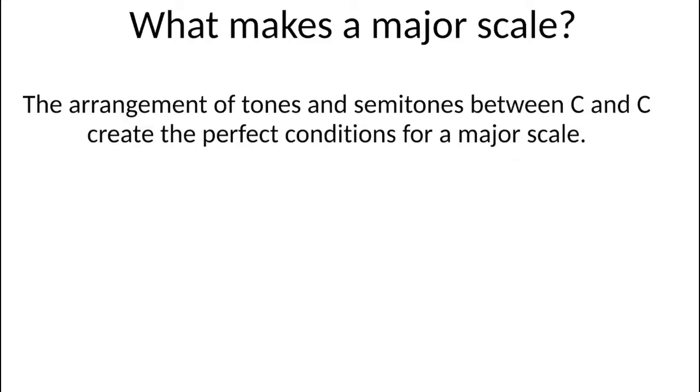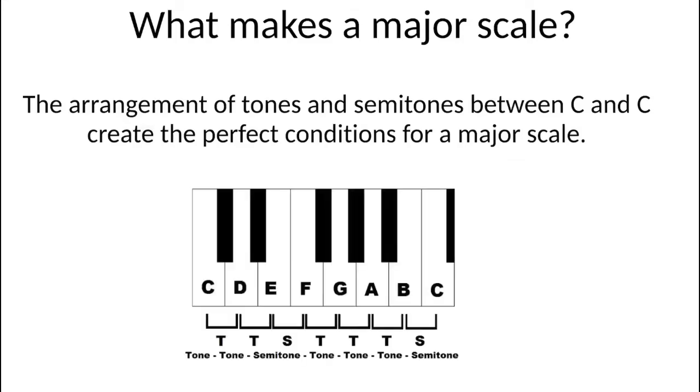But it's not the case that just playing white notes all the time gives you a major scale. If you started on a D, for example, and played all the white notes until you got to the next D, that wouldn't be a major scale. It only works starting on a C. And what we have to do is make sure that this arrangement of tones and semitones is kept intact. That's what creates a major scale.